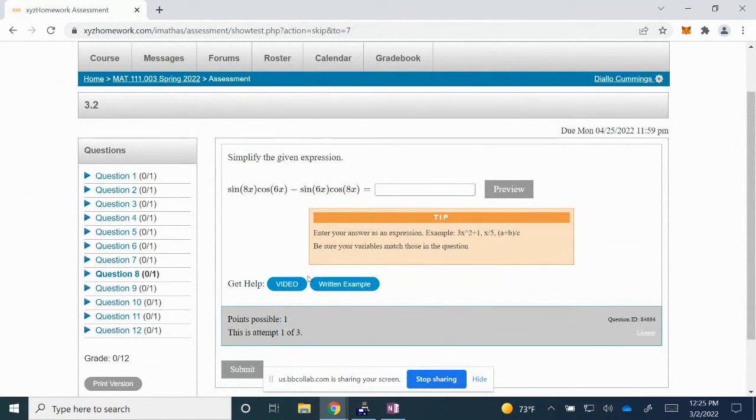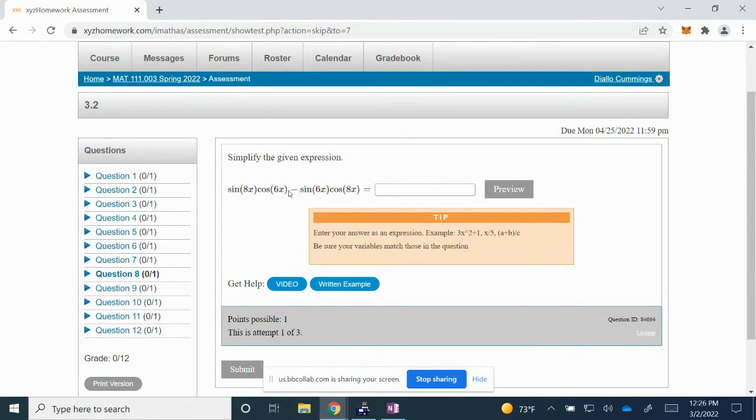So we take a look at problem number 8. We're asked to simplify. We're given the sine of 8x times the cosine of 6x minus the sine of 6x times the cosine of 8x.